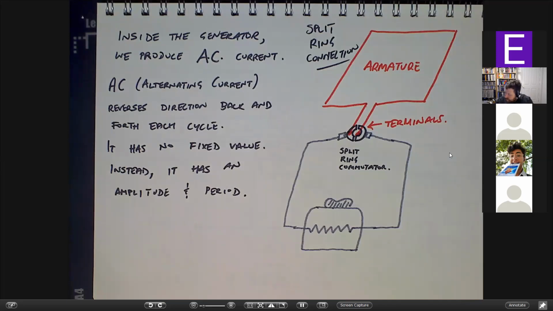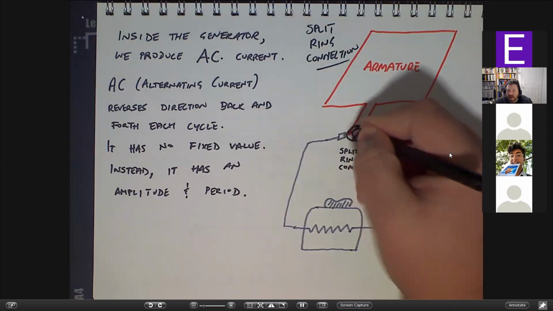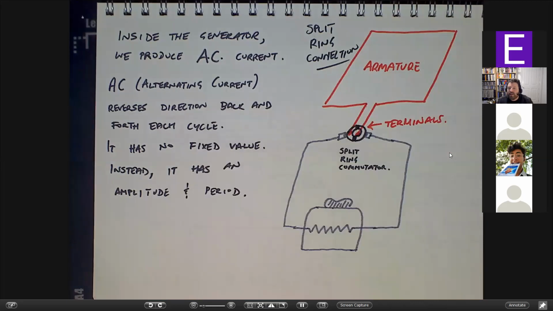Now, of course, we'd have a short circuit if we didn't insulate the middle here. So we don't let any current sort of cross from one terminal to the other directly. We always have one semicircle connected to one terminal, and one semicircle welded onto the other terminal. Okay, so the whole thing just spins together with the terminals.